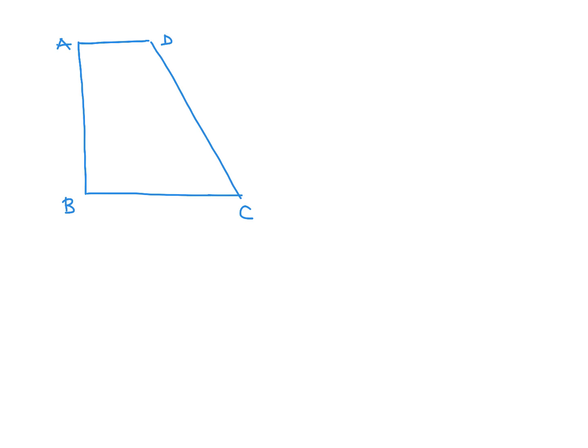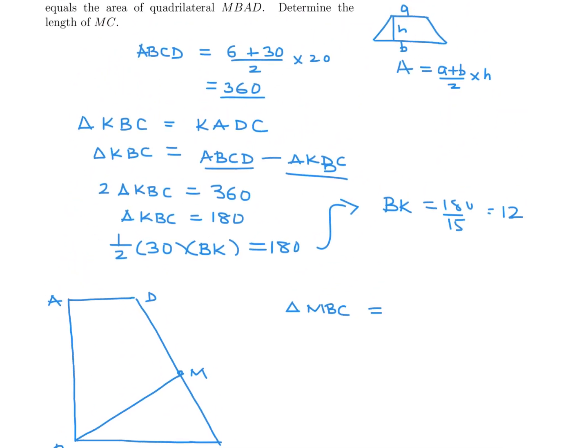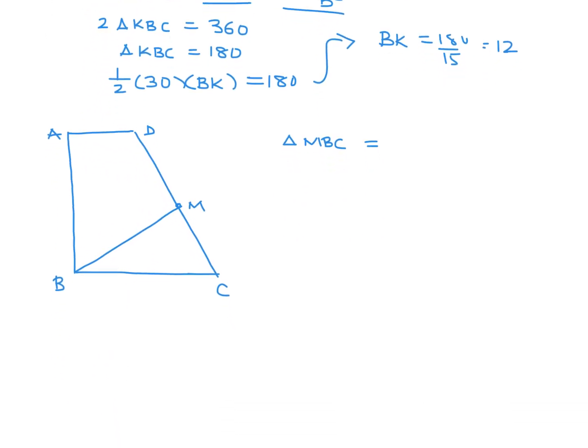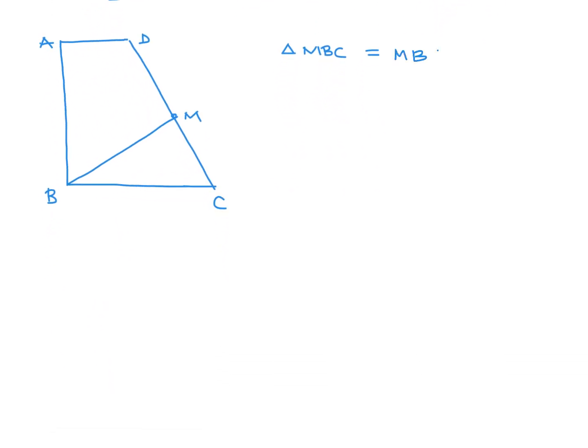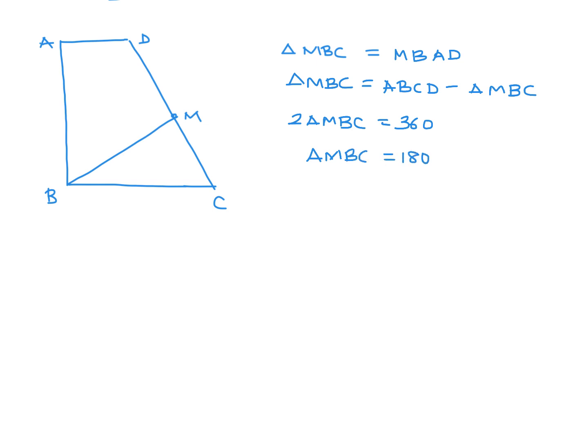And this time they're saying that there's some M here such that when you draw that triangle, the area of MBC is equal to the area of MBAD. Well, MBAD is basically just the trapezoid ABCD minus this triangle MBC. It was very similar to the previous question. So two of those triangles MBC is equal to ABCD, but ABCD we know is 360, so MBC is equal to 180. Pretty much identical to the previous question.